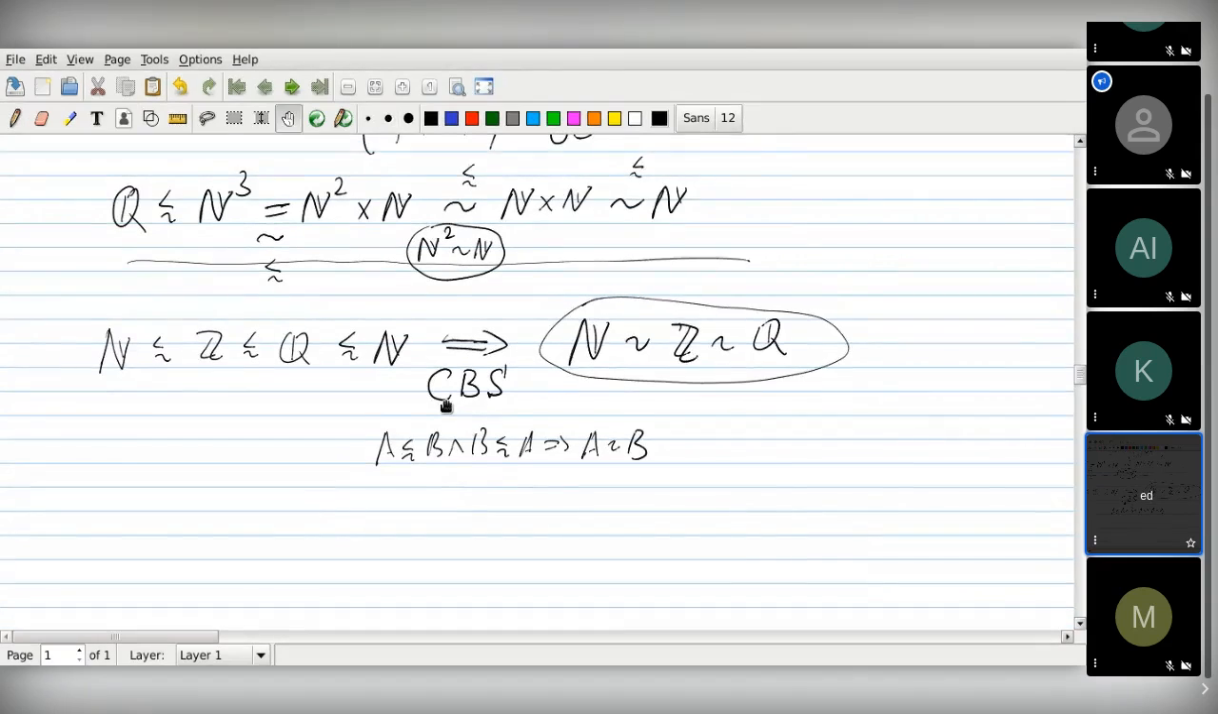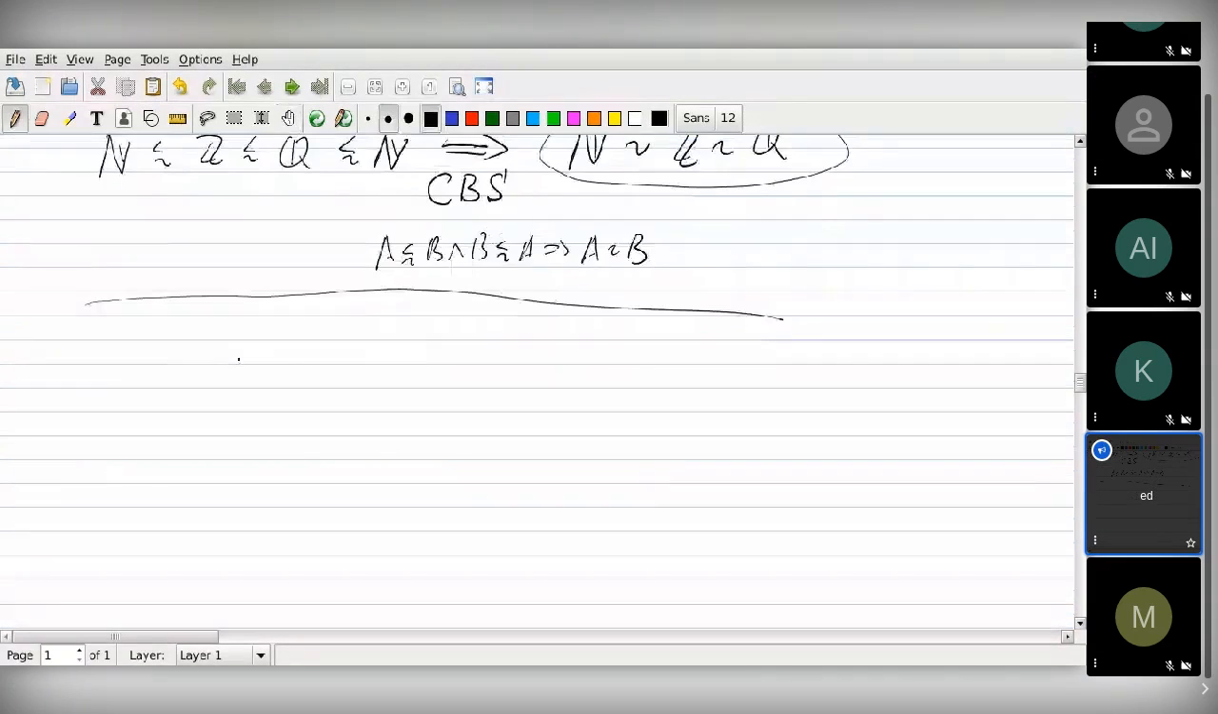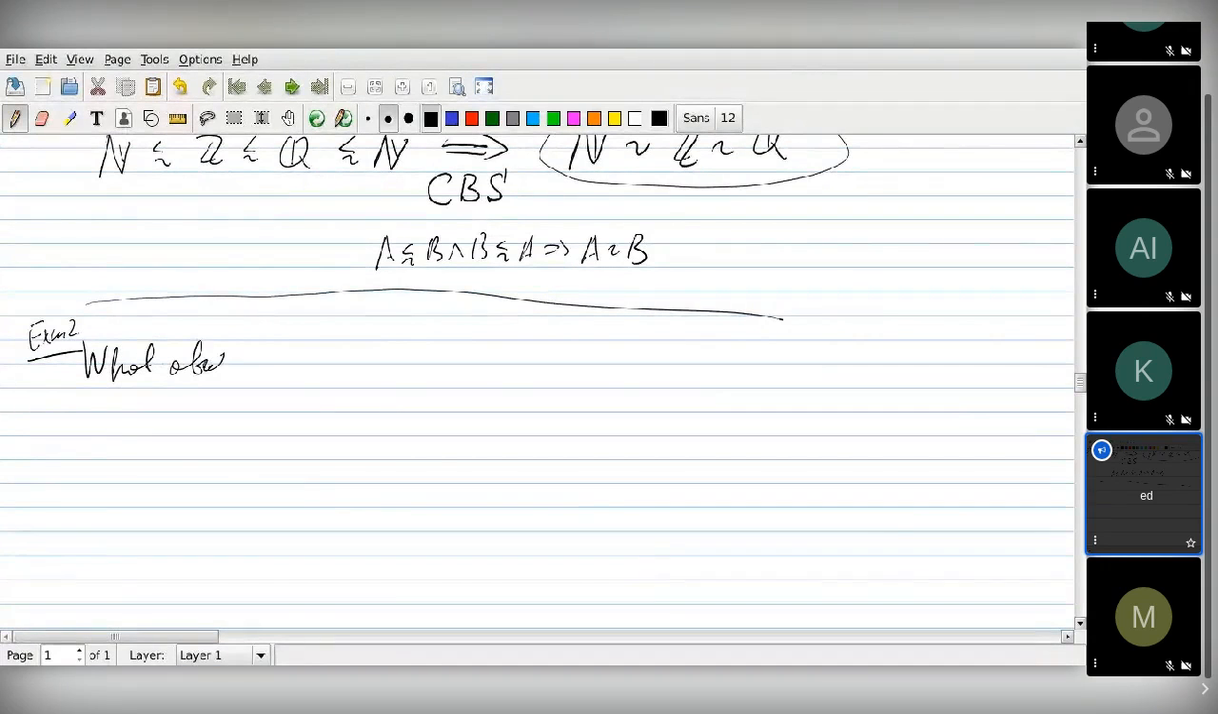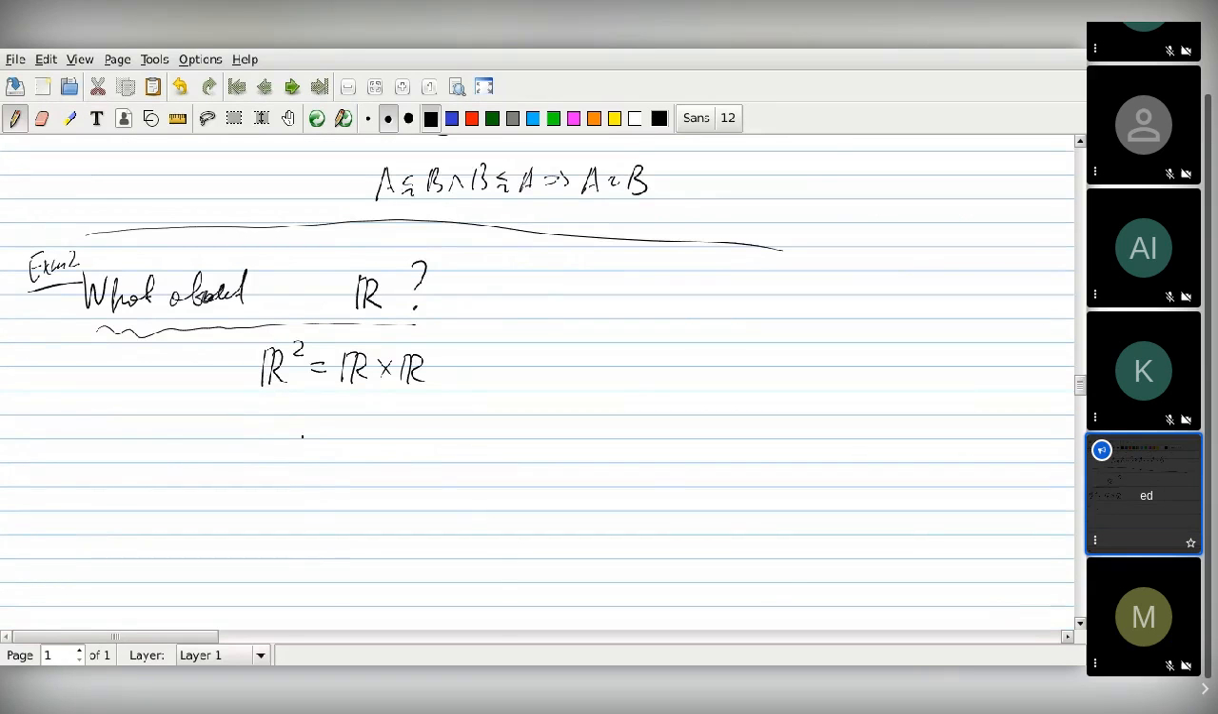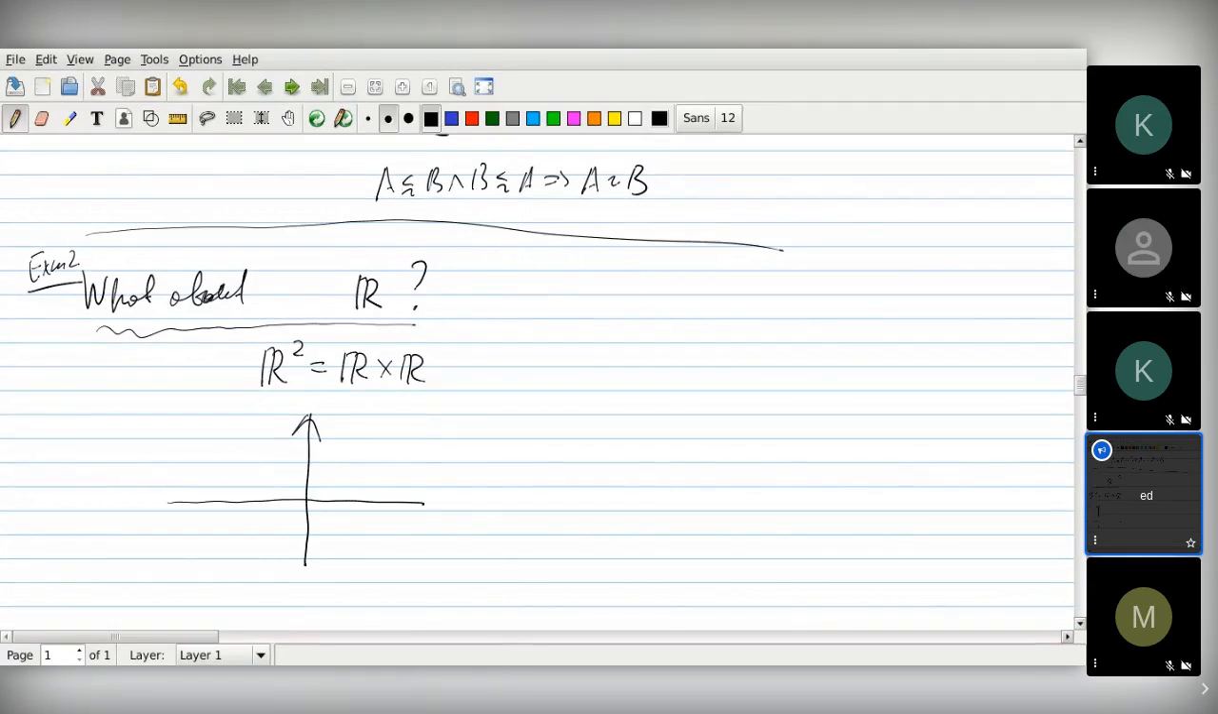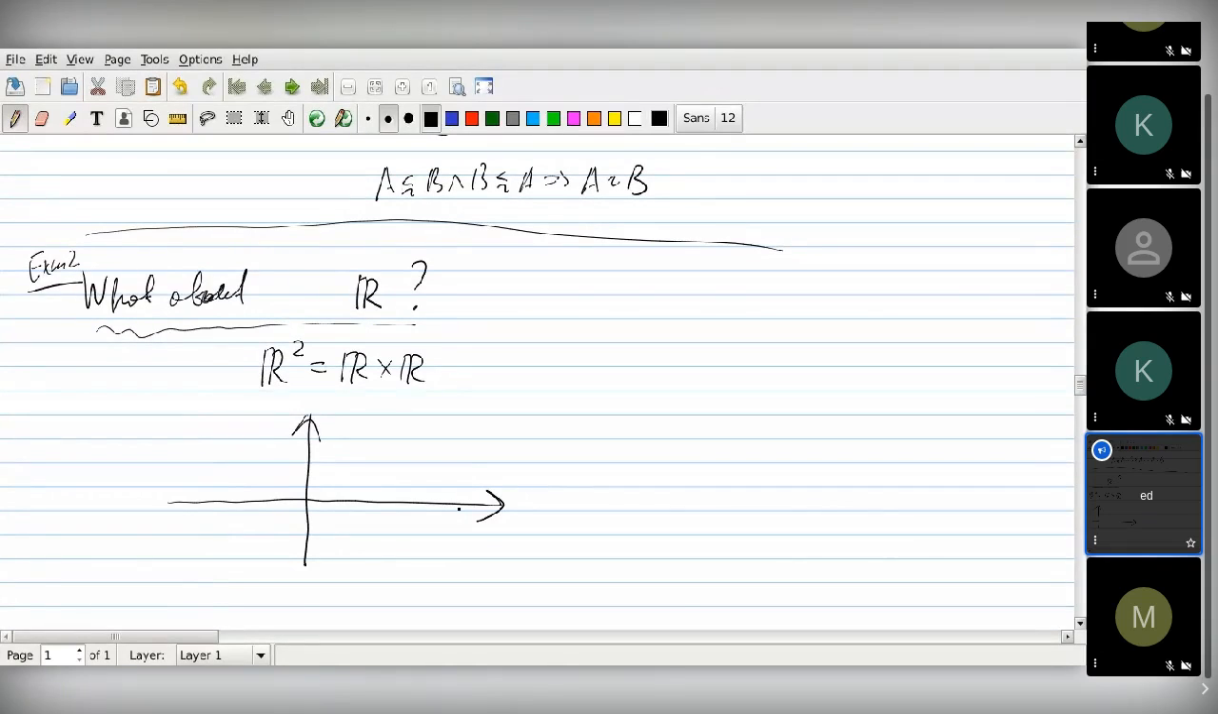Okay. And now let's consider the next example. What about reals? What can you say about reals? Say, what is R squared, the plane, the set of all plane points? How many points does the plane have? What can you say about it?